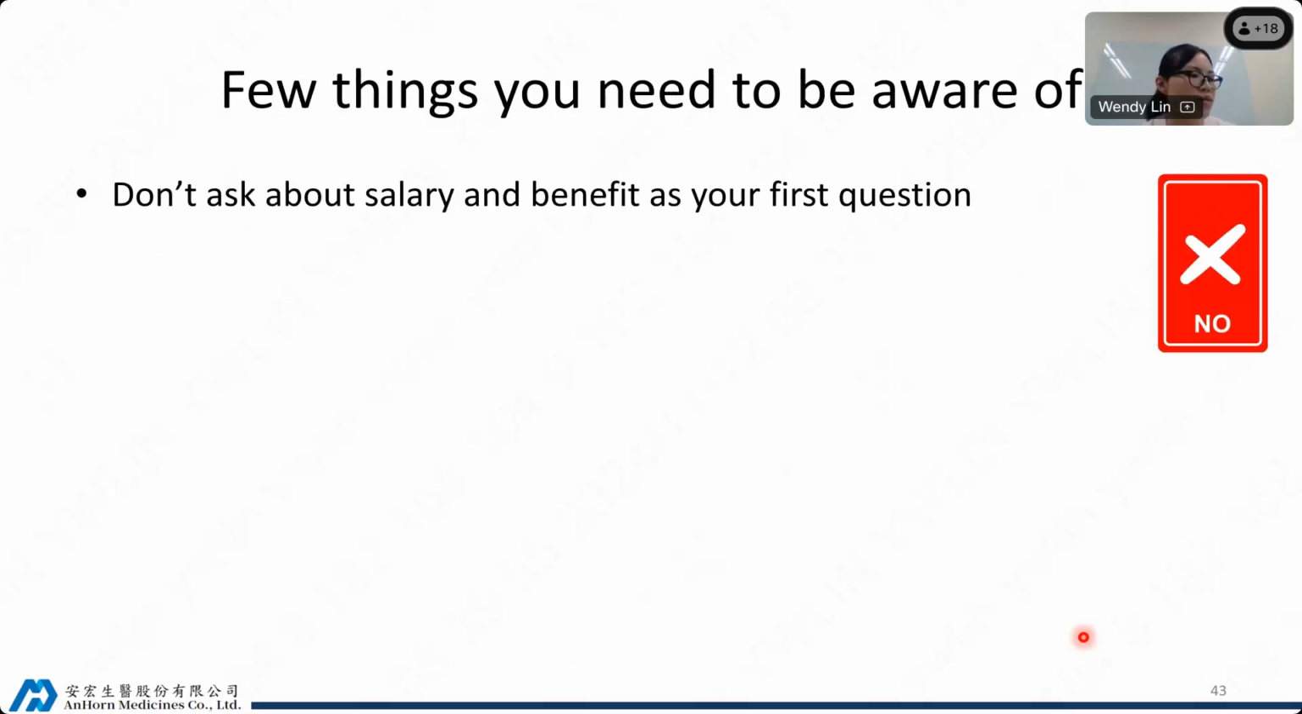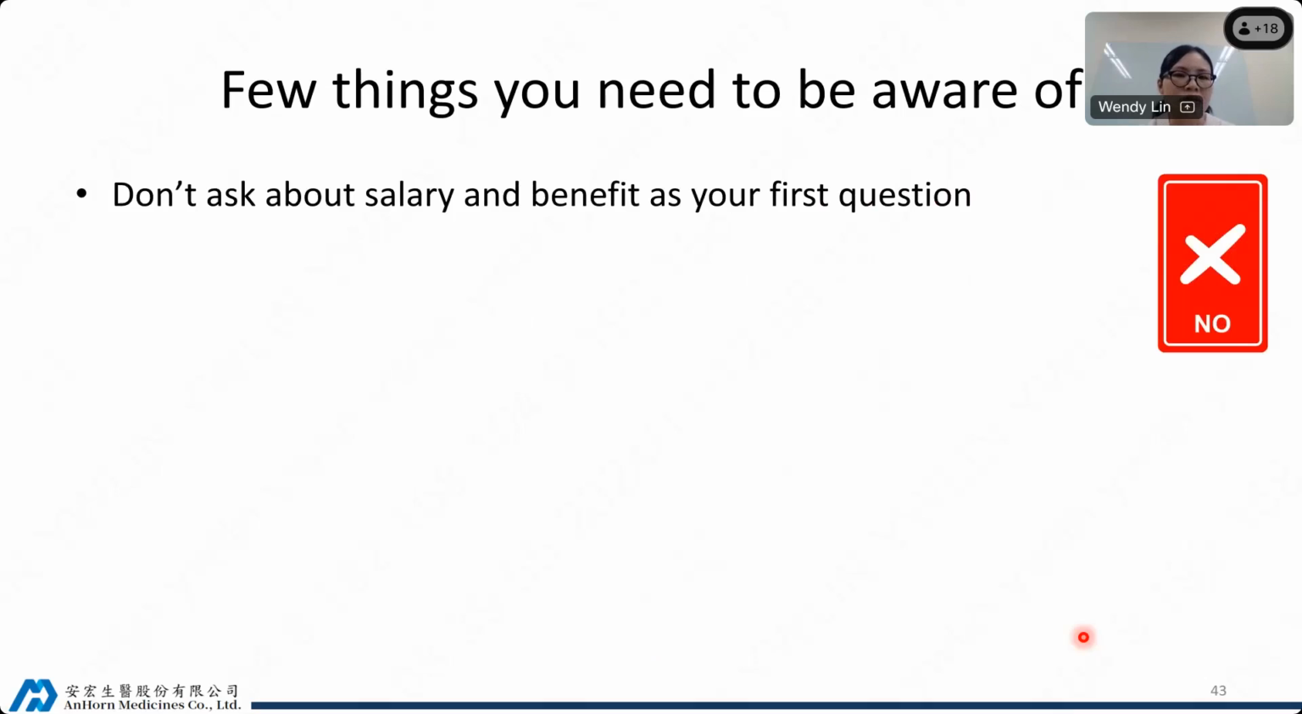So there are also some common mistakes that I have experienced in the past. The most common mistake that candidates might make is asking about the salary and benefits as their first question. From the hiring perspective, our expectation of the candidate is that they pay attention to the job requirements. So to put the question nicely, you can facilitate the conversation more on the work discussion.